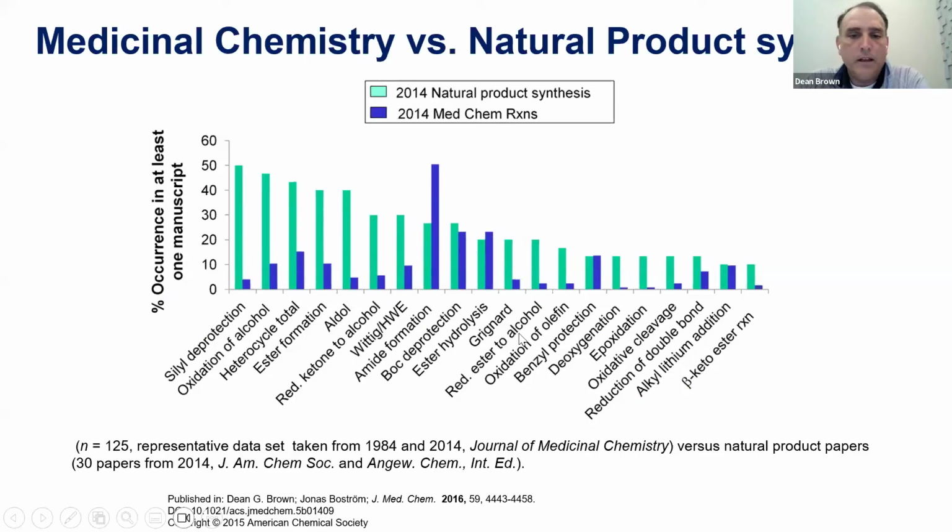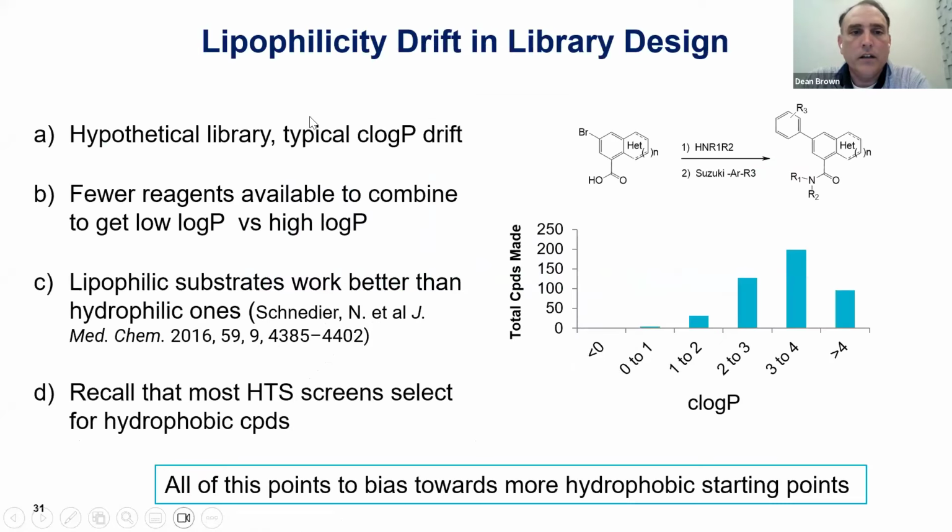But I can't remember ever using a Grignard reaction in the final step to make a molecule and make a library of molecules. But if we did, that might be a really interesting library, more hydrophilic, more diverse. So just some thoughts on how we take this information and package it together, that there are things that we can learn from the literature.